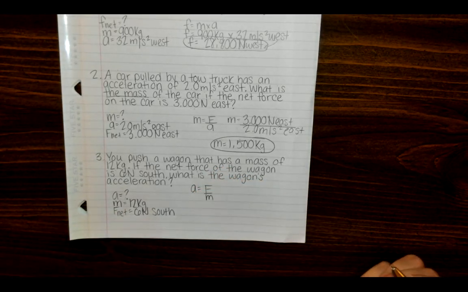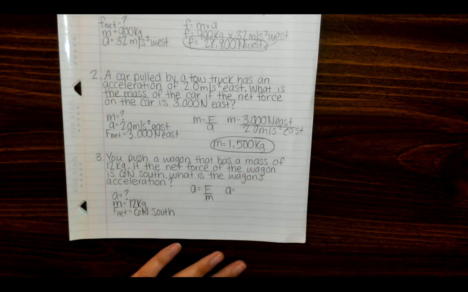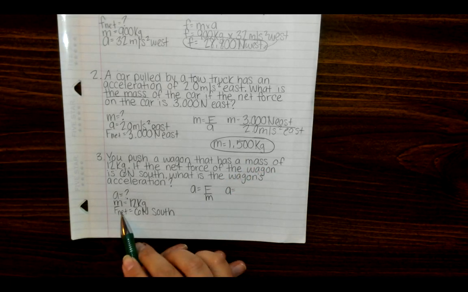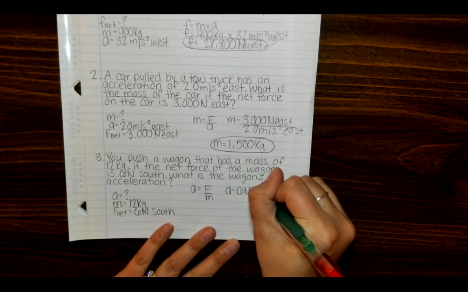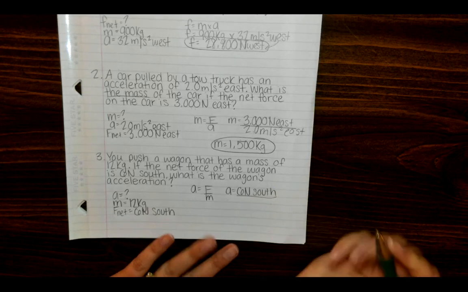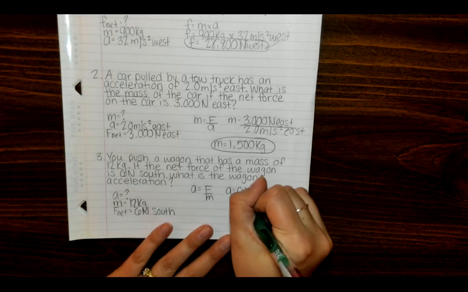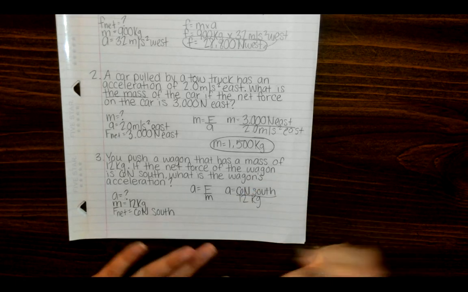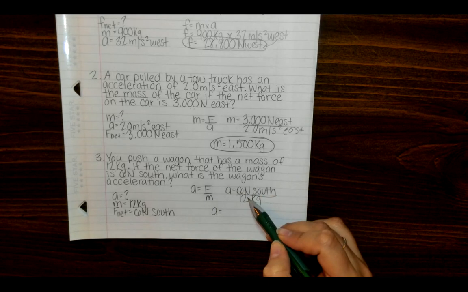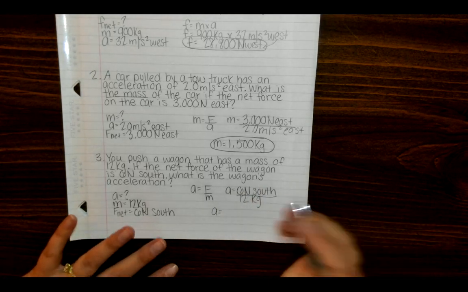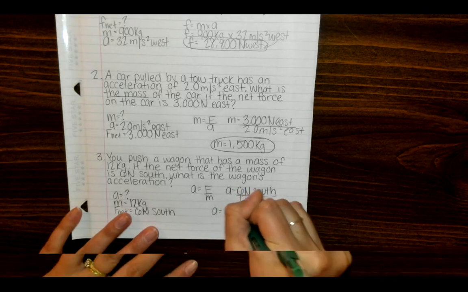And now we plug in. We don't know our acceleration because that's what we're looking for. So we're going to plug in our force, which goes on top, and that is 6 newtons south. And for our denominator, it's going to be our mass, which is 12 kilograms. And when we do that math, 6 divided by 12 is going to be 1/2, or we can put it as a decimal and do 0.5.